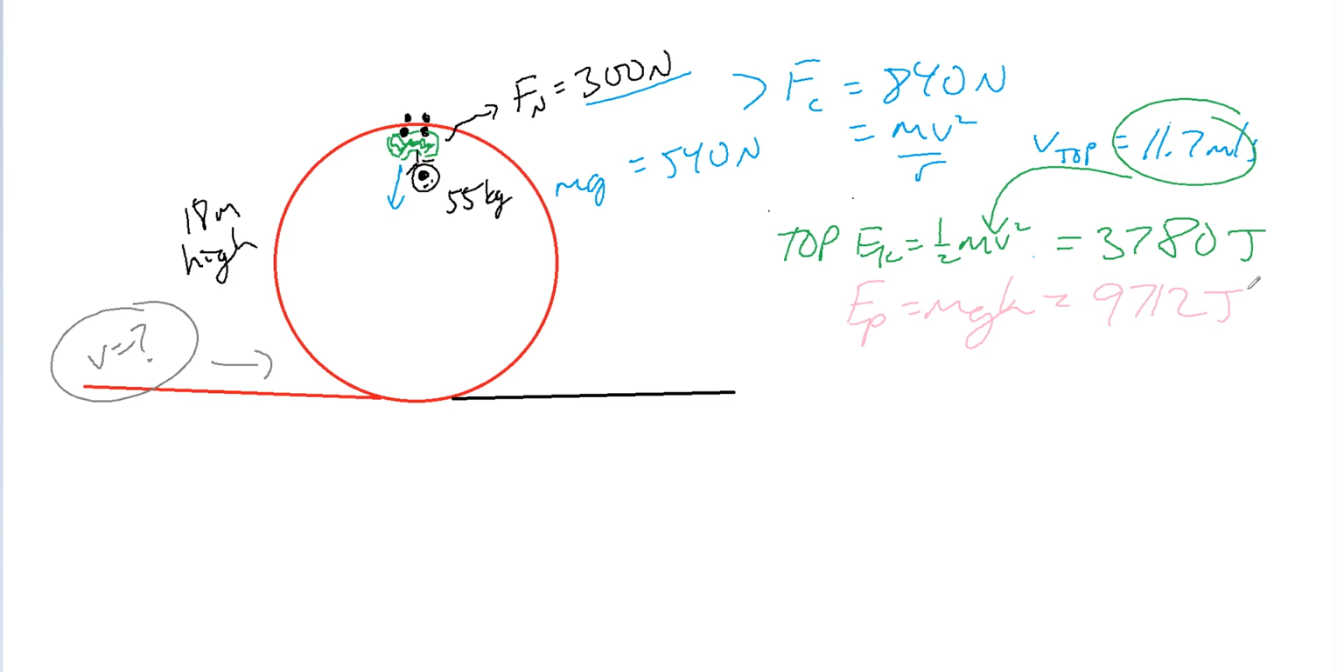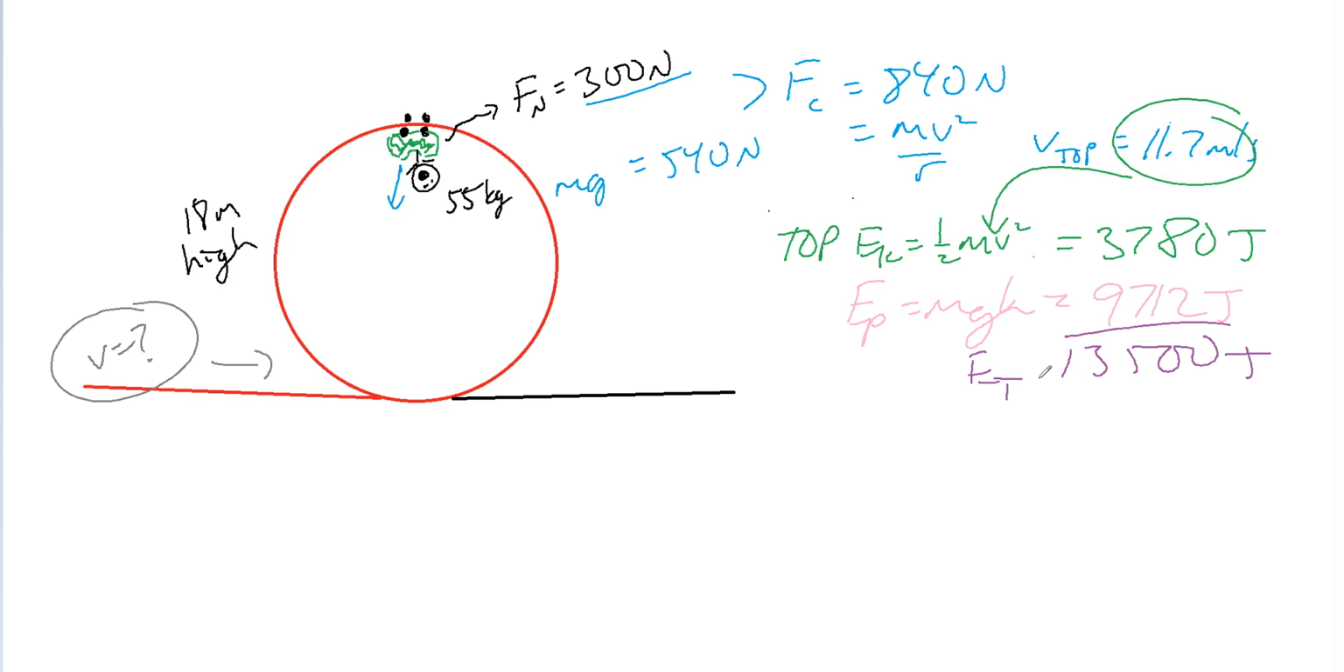So now I've got his top EK and his top EP. If I put those two together, that will give me his total energy altogether. If I add those two up, his total energy is going to be about, well, we can round off here a little bit, around 13,500 joules. So that's my total energy. Now, of course, the total energy never changes in an ideal situation.